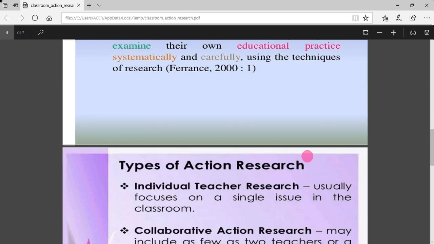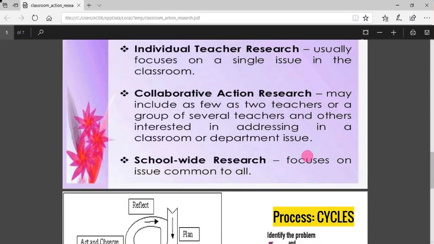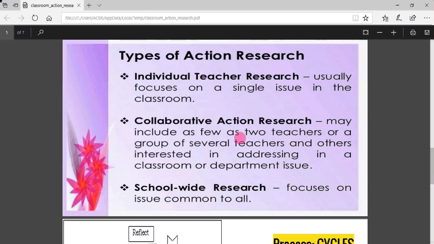Now we go to the types of classroom action research. So again, classroom action research is very limited. It has very contextual settings, so the scope is very limited. Take for example, the first type is individual, meaning that you as the English teacher conduct your own classroom action research. Or the second one, as mentioned earlier, you can also establish collaborative action research.